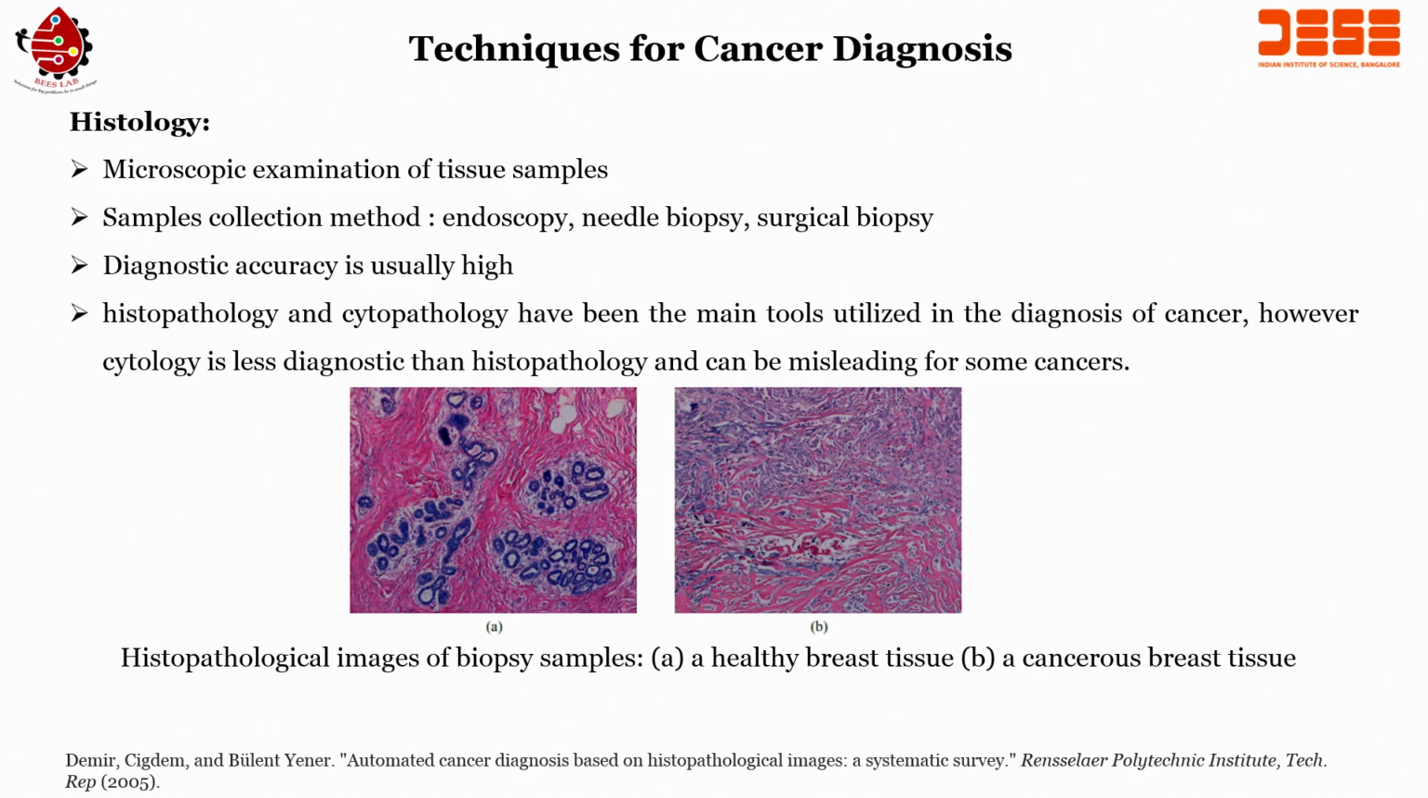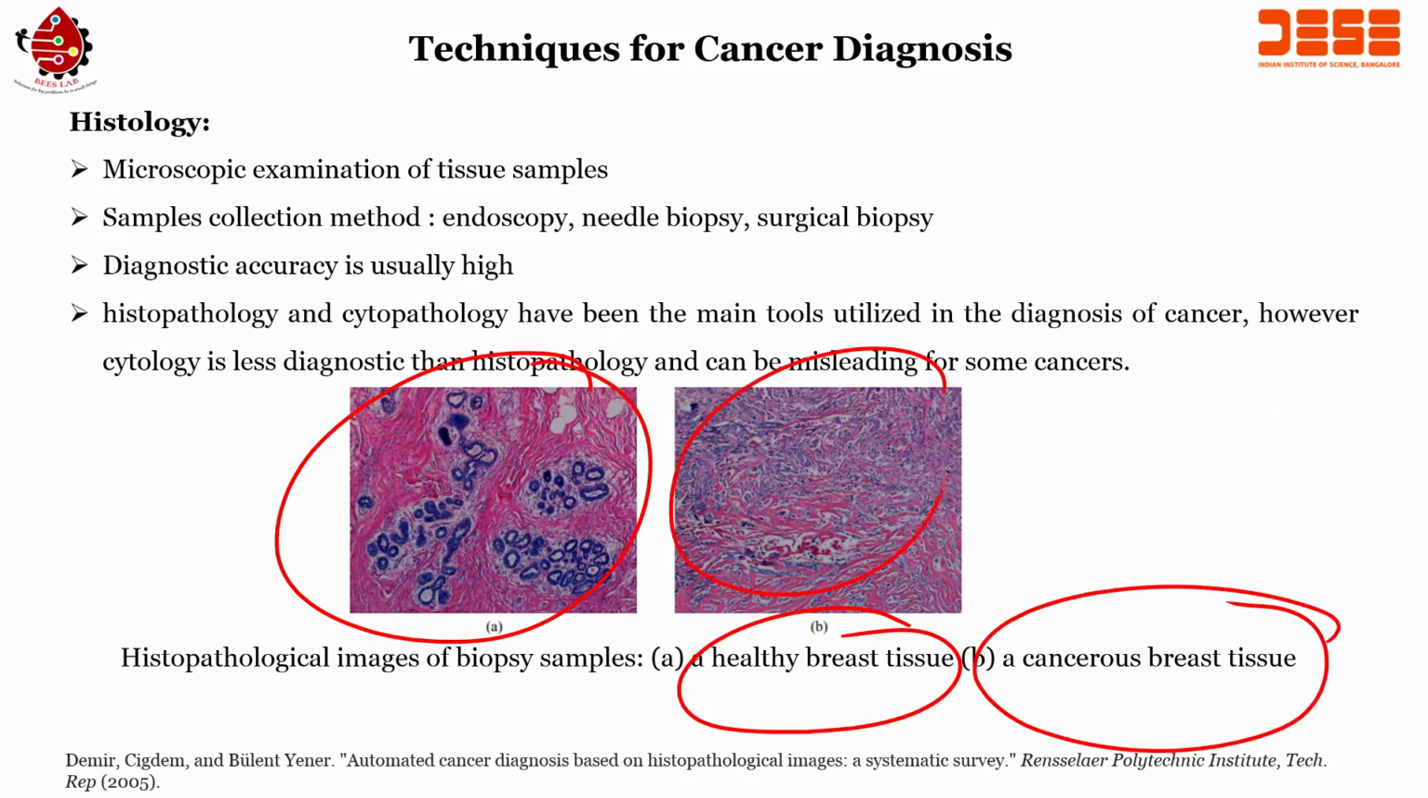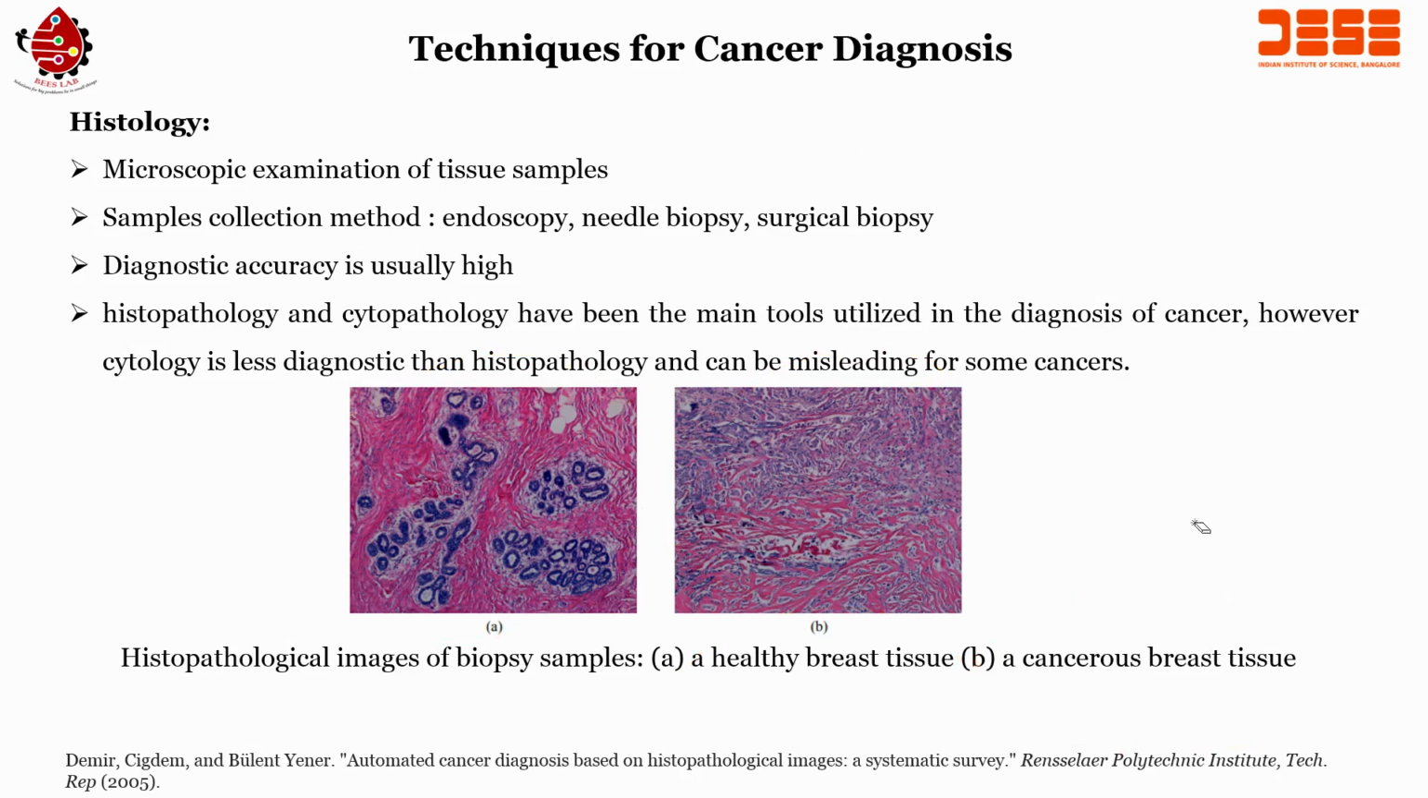Now, if we go for histology, what we find is histopathological images of the biopsy tissues. You can see here, one is the healthy breast tissue, this one, while another one is a cancerous breast tissue. You can clearly see the change in the morphology of the tissue, right. Histology means microscopic examination of tissue. The sample collection method is either endoscopy or needle biopsy or a surgical biopsy. Diagnostic accuracy is usually high in this case.